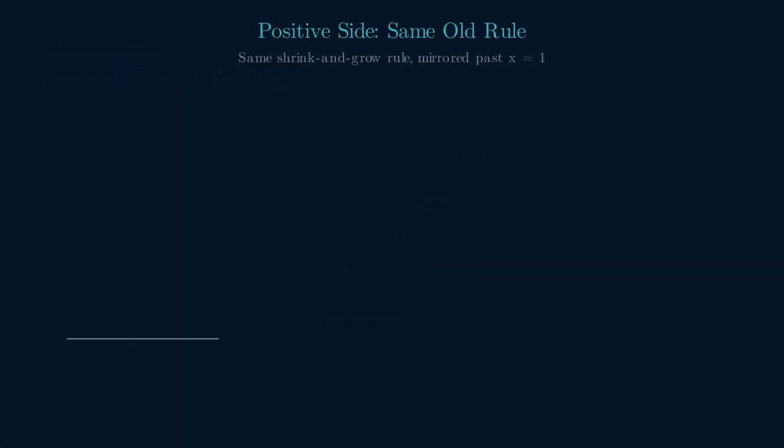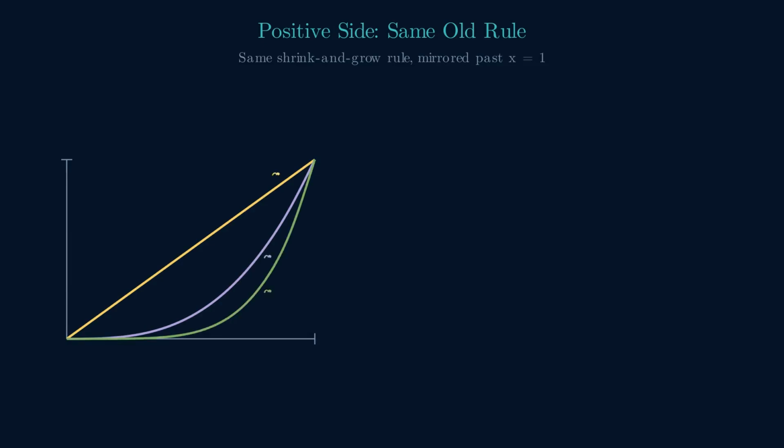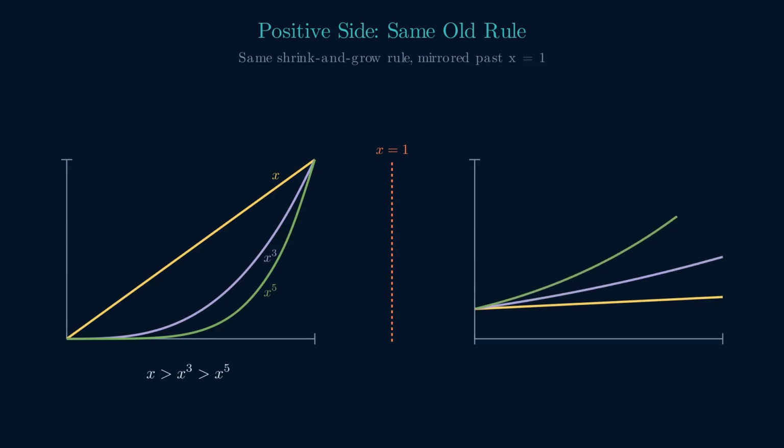For positive x, nothing new. Between 0 and 1, the shrinking rule kicks in, higher powers get smaller, so x is above x cubed is above x to the fifth. Past 1, they grow instead, and it flips: x below x cubed below x to the fifth. Identical to the even family.